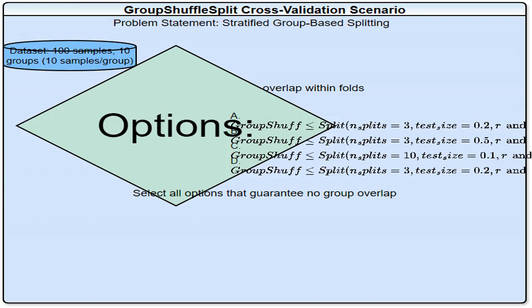Here are several different ways to configure the GroupShuffleSplit function. We need to determine which options guarantee that the previously stated condition, no group overlap, will be met. Each option represents a different way of specifying the parameters that control the splitting process.